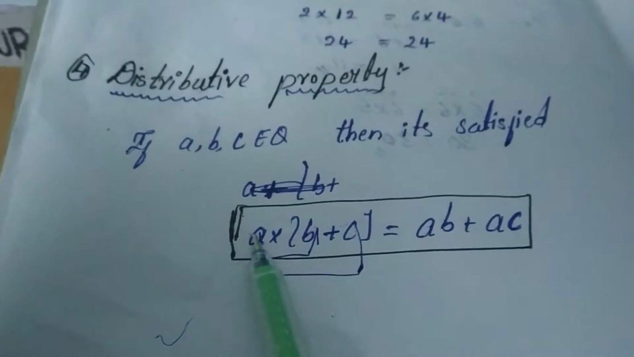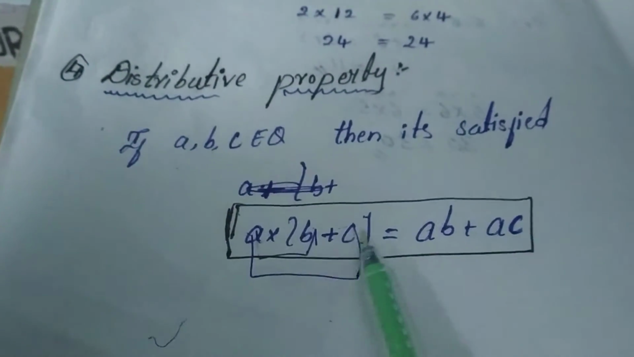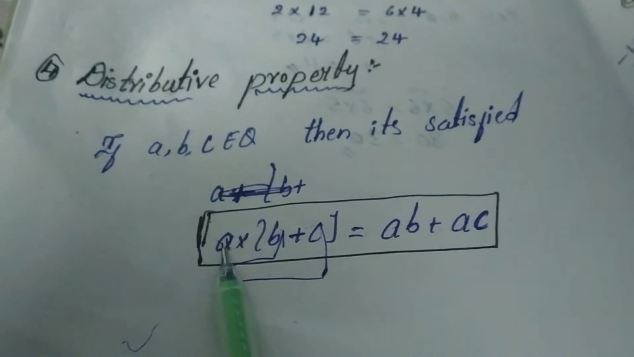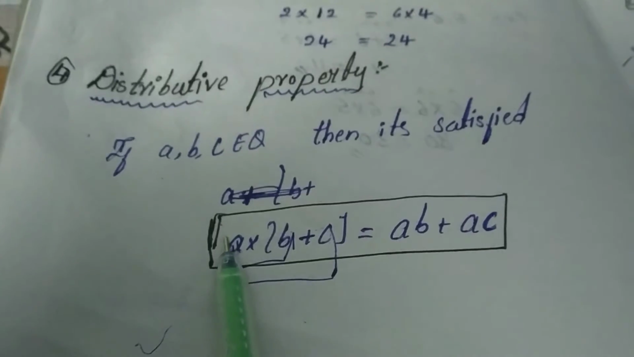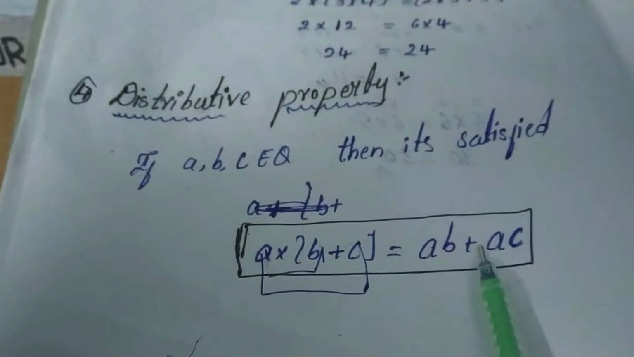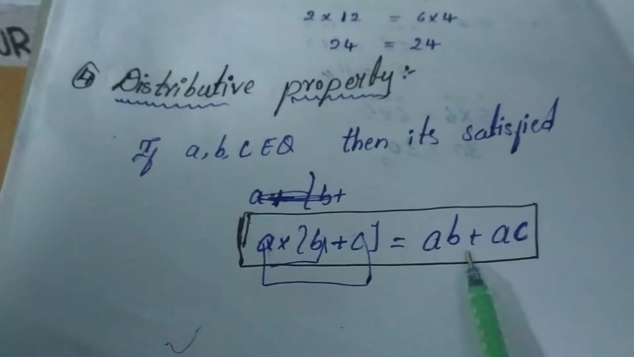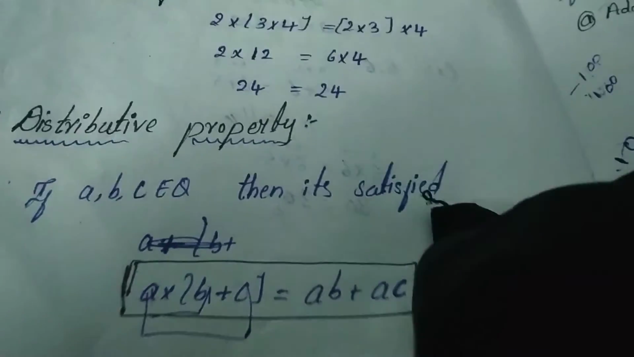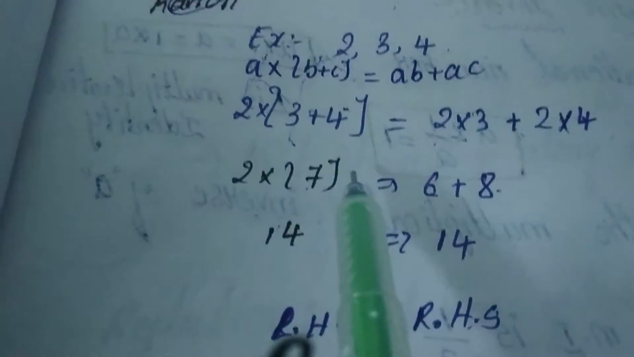Okay, what is that? a into (b plus c), LHS, is equal to: first we apply the first number to the second, a into b, then we write the plus, afterwards a into c. Okay, this is the distribution law. To understand the distribution law, we just have to take one example.